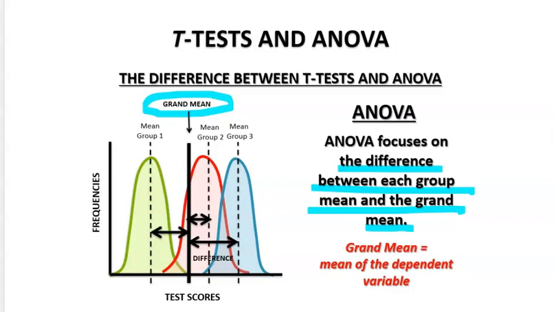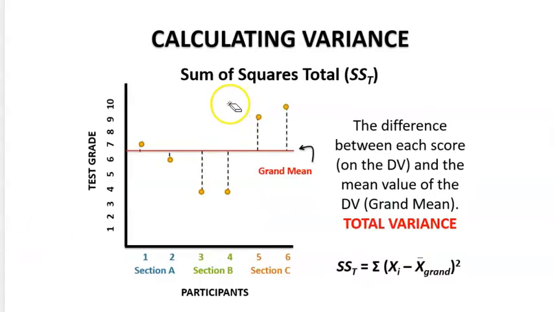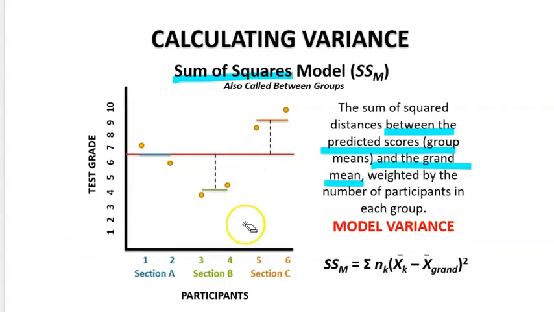And then you can see here, first you obtain the sum of squares total, which is from the grand mean. That is the total variance. And then there is the sum of squares model, which is from the mean of each category, how much they differ from the grand mean. The red line is the grand mean, so that is the difference.